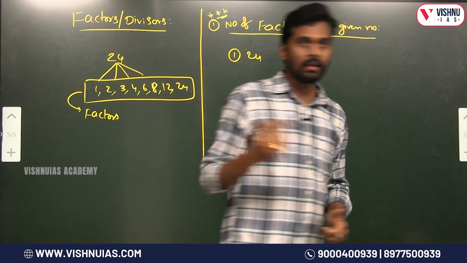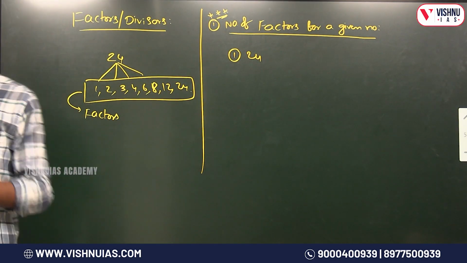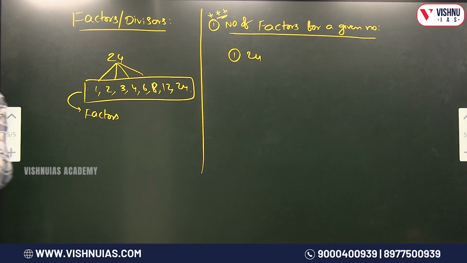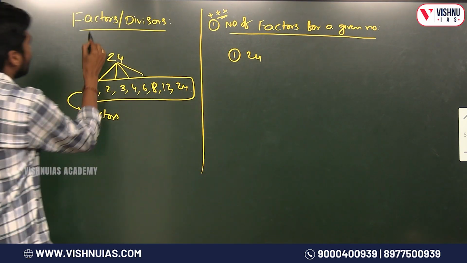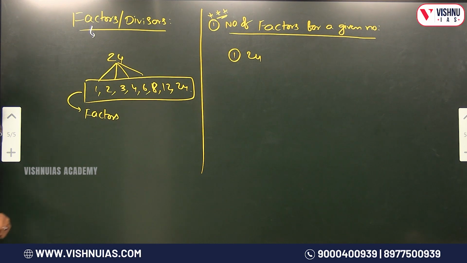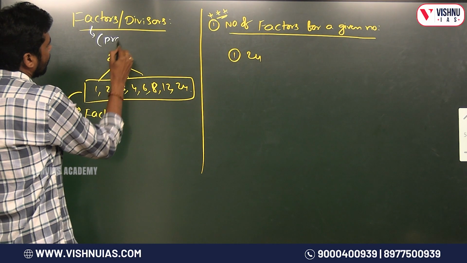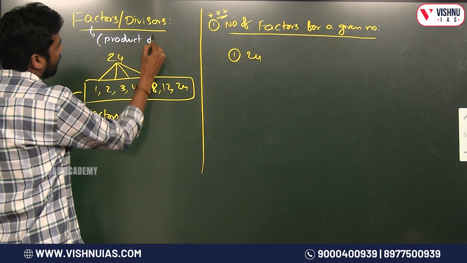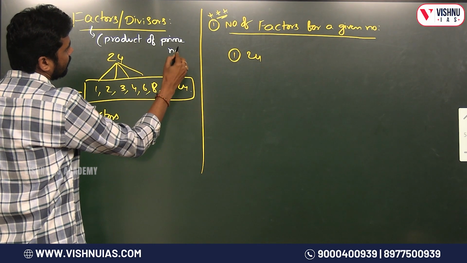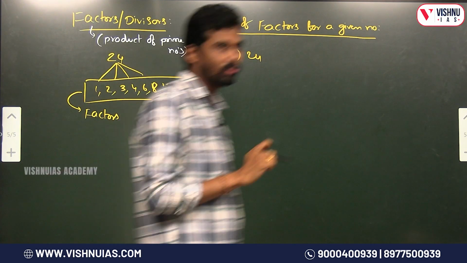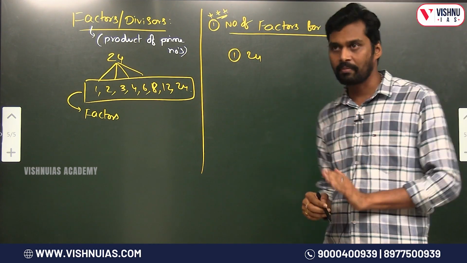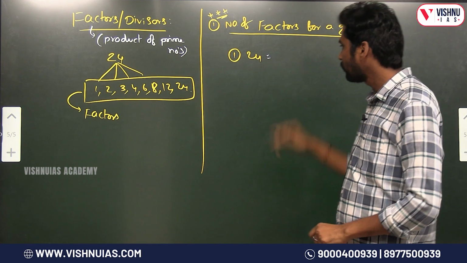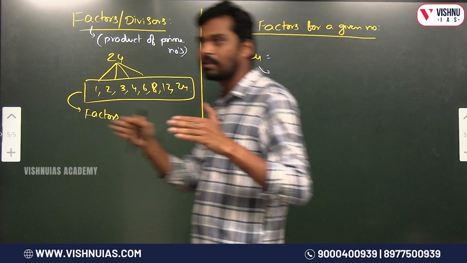When any application related to factors is asked, the word factor is given in the problem, the immediate thing you have to do, for any complicated problem or any easy problem related to this, is write the given number as a product of prime numbers. Suppose you take 24, how can you write 24 as a product of prime numbers? How do you break it as a product of different numbers?